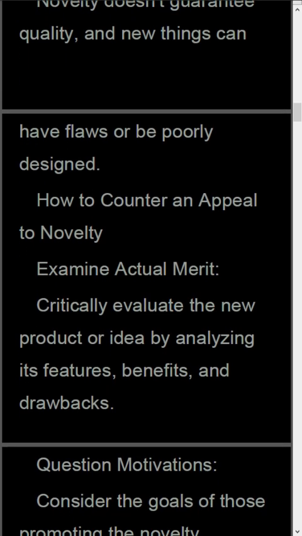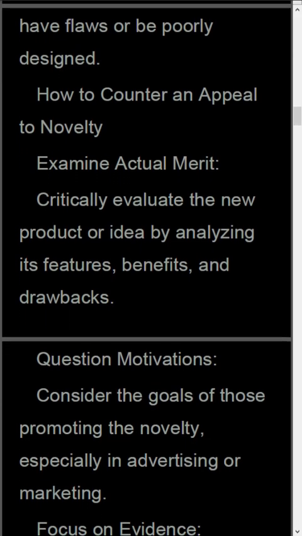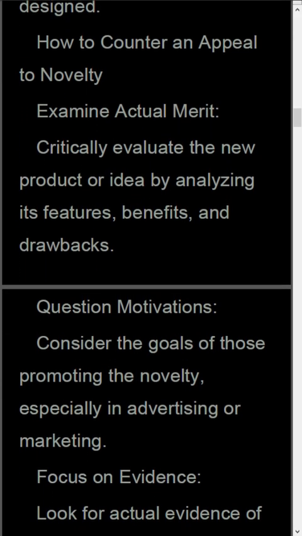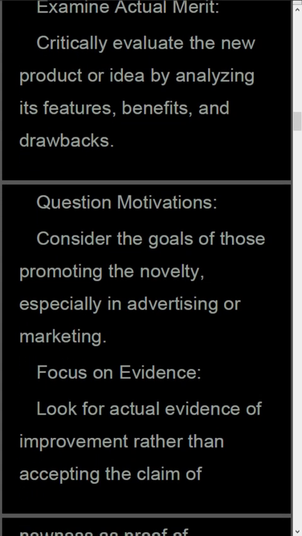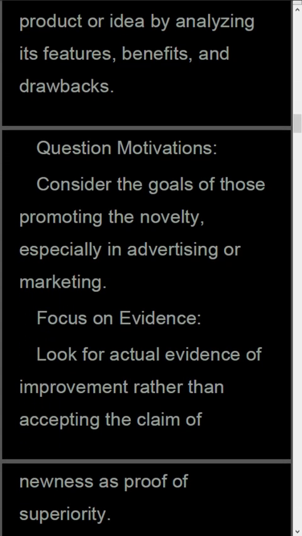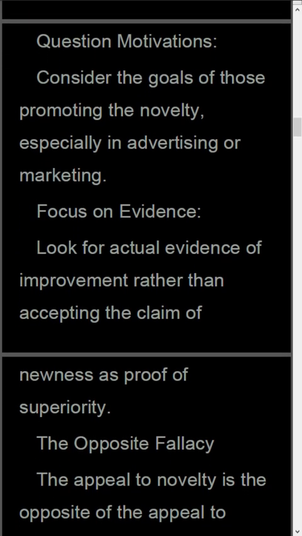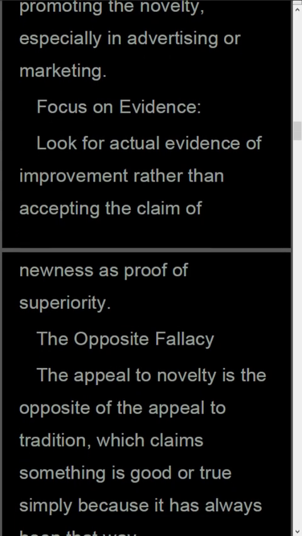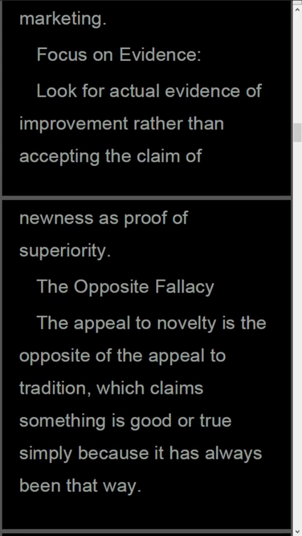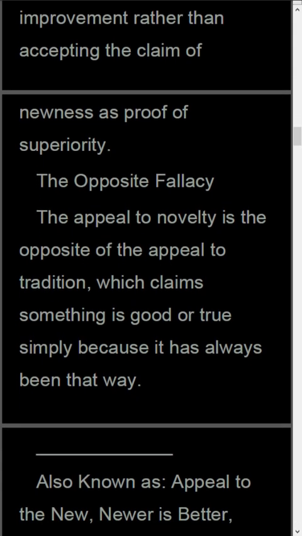How to counter an appeal to novelty. Examine actual merit. Critically evaluate the new product or idea by analyzing its features, benefits, and drawbacks. Question motivations. Consider the goals of those promoting the novelty, especially in advertising or marketing. Focus on evidence. Look for actual evidence of improvement rather than accepting the claim of newness as proof of superiority.